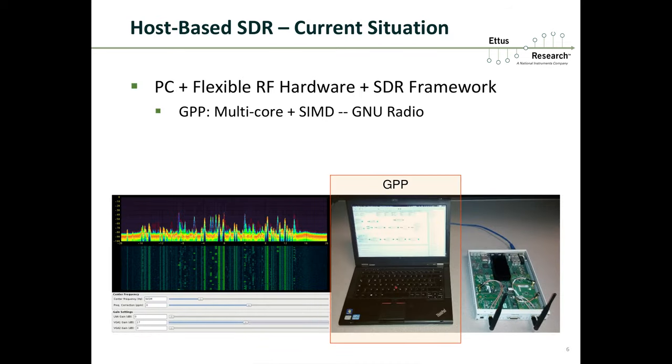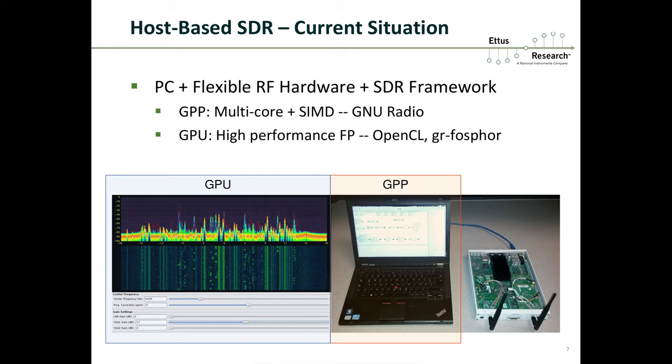The CPU takes advantage of multiple processing cores as well as instruction sets that support parallel data processing, such as SIMD on Intel CPUs and Neon on ARM CPUs, in order to accelerate processing. Some applications leverage the GPU to accelerate processing, using libraries such as OpenCL and CUDA. One popular application is Phosphor, shown here in the screenshot, which displays a real-time GPU-accelerated spectrum display.